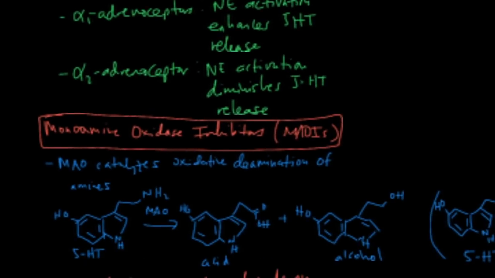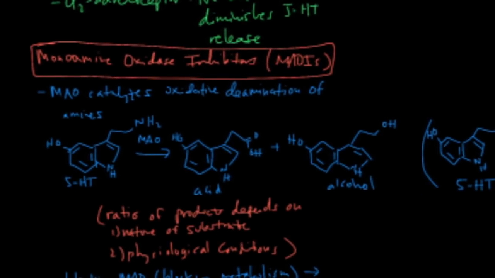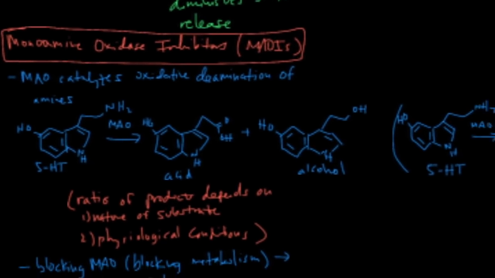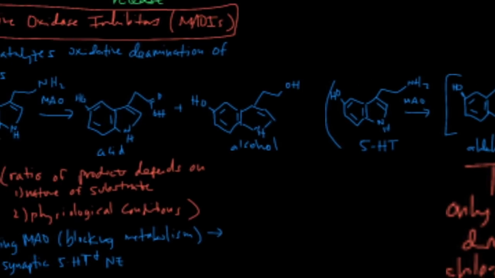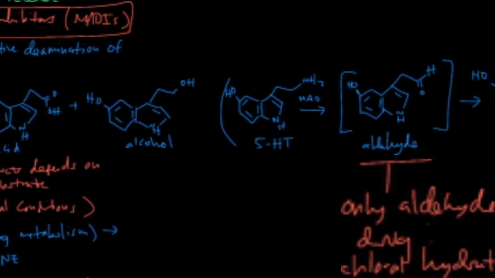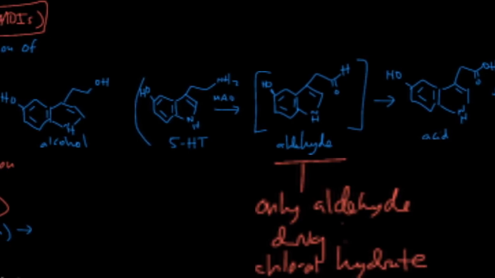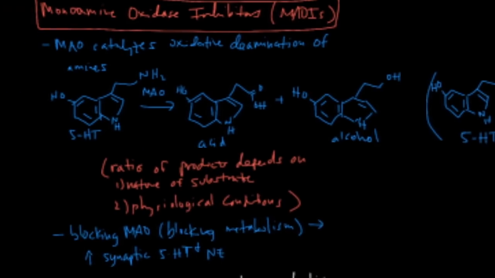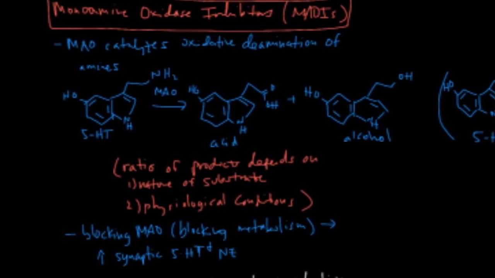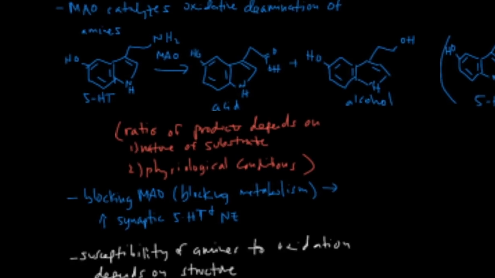Monoamine oxidase. Remember, monoamine oxidase produces acids and alcohols through aldehydes. So the aldehyde is the intermediate product, whereas the final products are acids and alcohols. The ratio of these products, acid to alcohol, depends on the nature of the substrate and the physiological conditions. So blocking MAO through MAOIs blocks metabolism of serotonin and norepinephrine, allowing the synaptic concentration to increase.